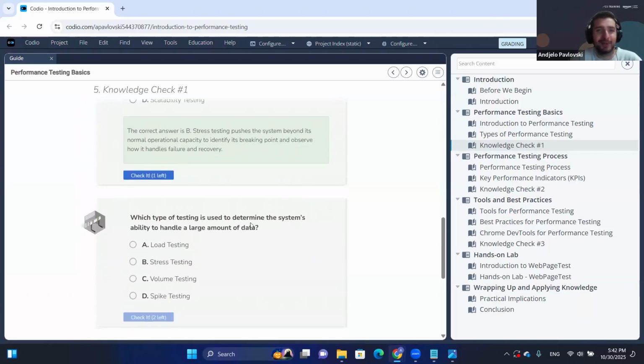I think we have two more questions. Which type of testing is used to determine the system's ability to handle a large amount of data? Load testing, stress testing, volume testing, or spike testing? Okay, I see C. I see a GIF with C, which is very innovative. I'll wait a few more seconds so we can provide more answers.